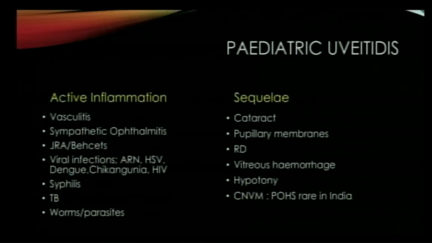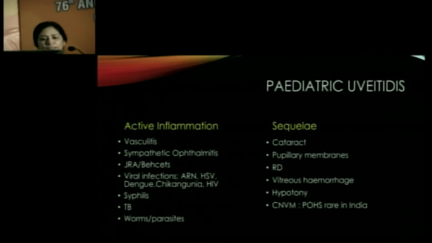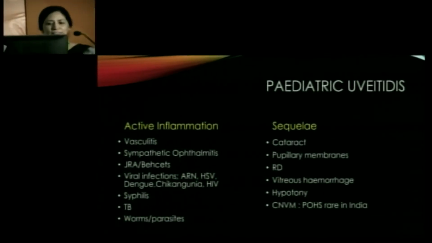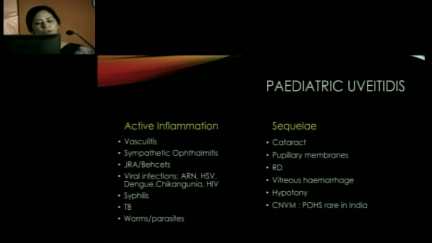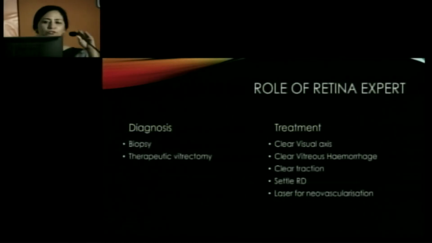We are dealing with active inflammation like vasculitis, sympathetic ophthalmitis, JRA, Behçet's, viral infections, syphilis, tuberculosis, worms, or the sequelae like the cataract, pupillary membranes, retinal detachments, vitreous hemorrhages, hypotony, or very rarely CNVM, because POHS is not very common in India. So what is the role of a retina expert? Basically, to give the diagnosis with the biopsy, therapeutic vitrectomy, or to clear the visual axis, settle the tractional retinal detachment, or do laser for neovascular complications.